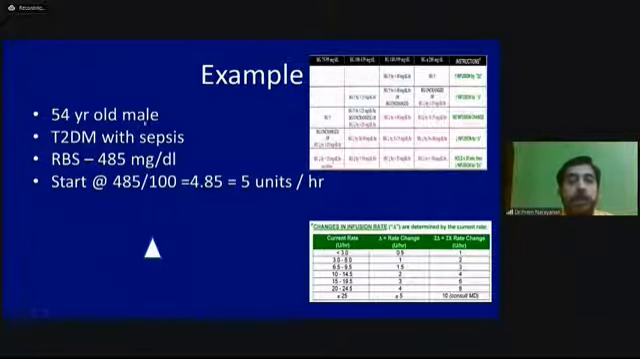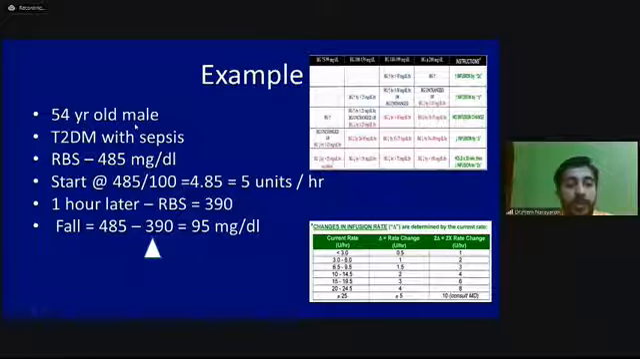Just for an example, take a 54-year-old male, diabetic with sepsis, and the RBS is 485. As we have seen, 485 divided by 100 is 4.85, rounding it off to 5. So you can start with 5 units per hour. One hour later, the RBS came down to 390. So the fall is from 485 to 390, a fall of 95 milligram per deciliter.